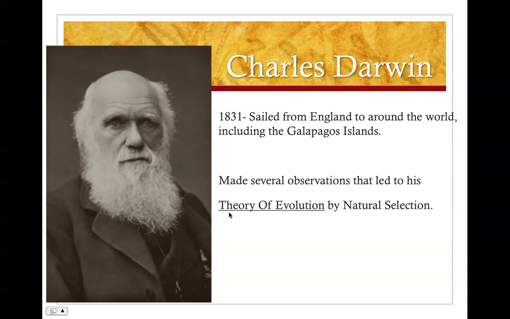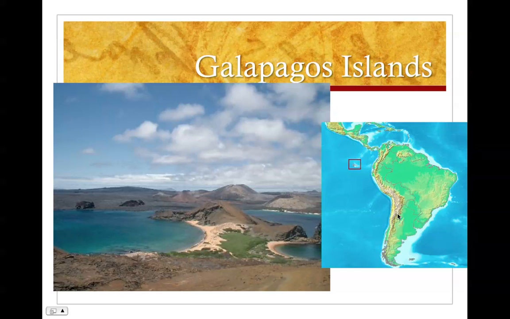So it's important to understand that the full name of this theory of evolution includes "by natural selection," because the natural selection part is what makes the difference. The Galapagos Islands are located about 1,000 miles off the coast of South America, up there in that little red box, and they're very deserted little islands. There are lots of animals living on there, but not a lot of people live over there.